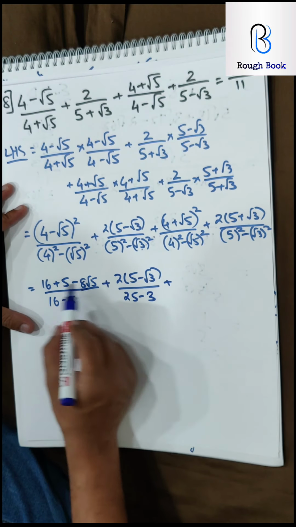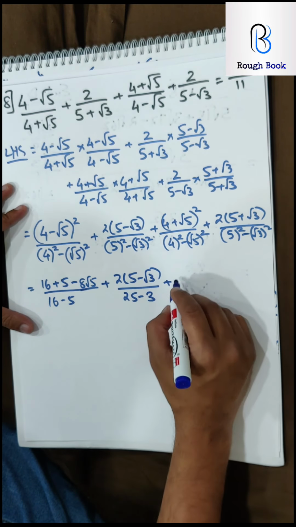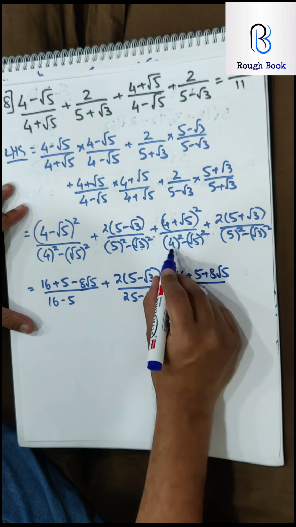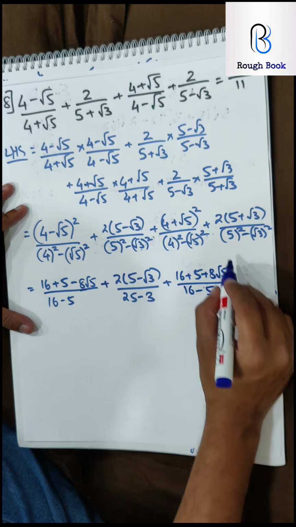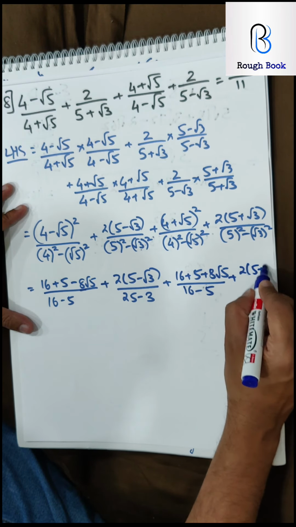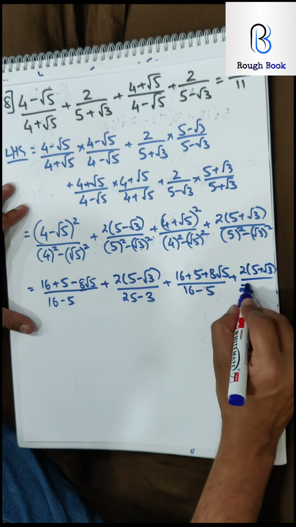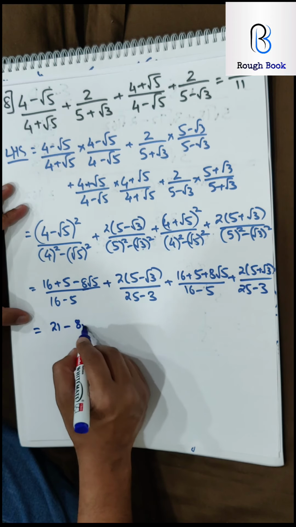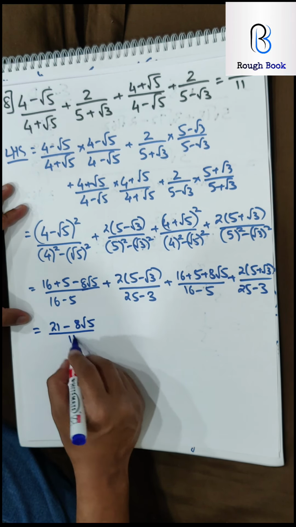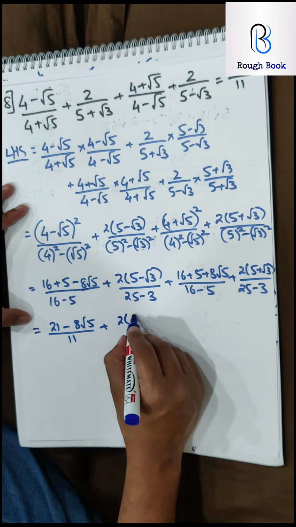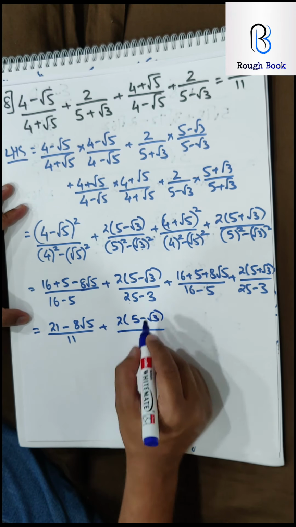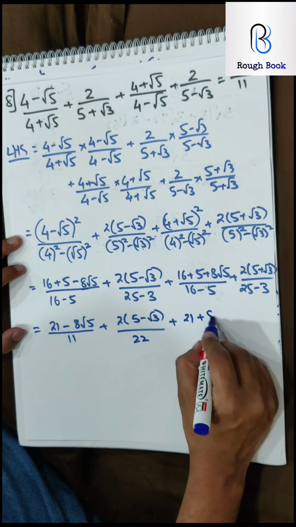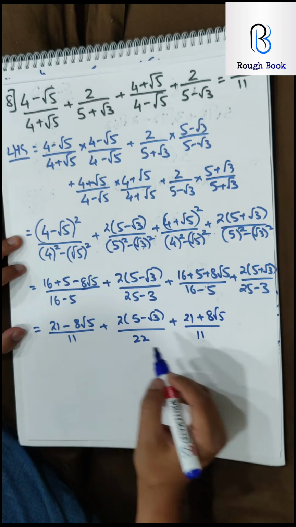Likewise, this one is going to be similar to this, only the sign is different. So 16 plus 5 plus 8 root 5 upon 16 minus 5. And then the last one, again I am keeping the 2 outside, I am not opening the bracket. I will tell you why. Let's go ahead. 16 plus 5, 21 minus 8 root 5 upon 11. Keeping 2 outside, 25 minus 3, 22.